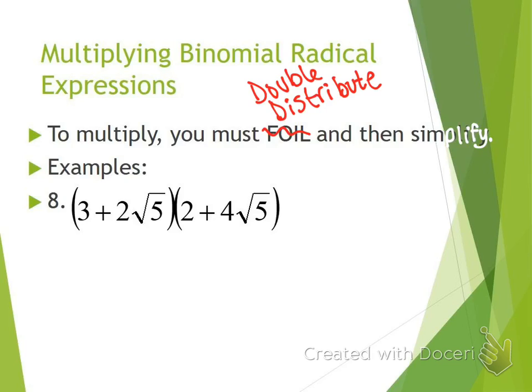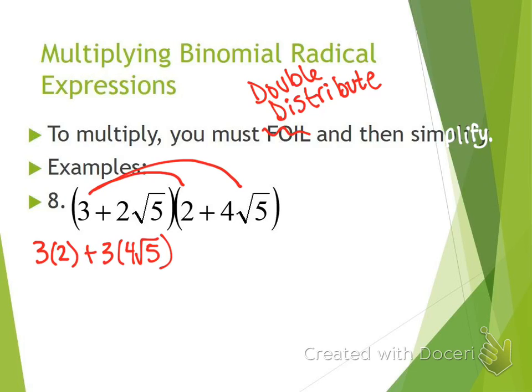So we're double distributing. That means we're going to take the 3 and multiply it to the 2, the 3 and multiply it to the 4 root 5. So again, I'm not expecting that you're going to write this out quite like I am. But 3 times 2 plus 3 times 4 root 5 is the first part of it. Then we're going to take the 2 root 5 and double distribute that. So plus 2 root 5 times 2 plus 2 root 5 times 4 root 5.